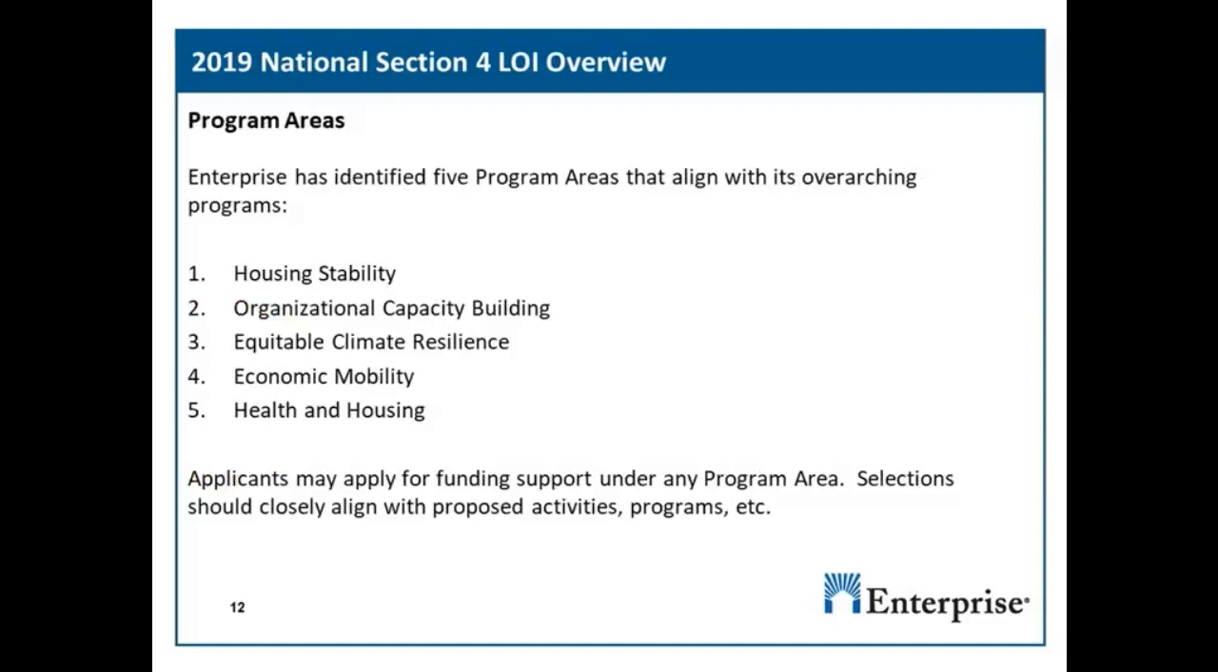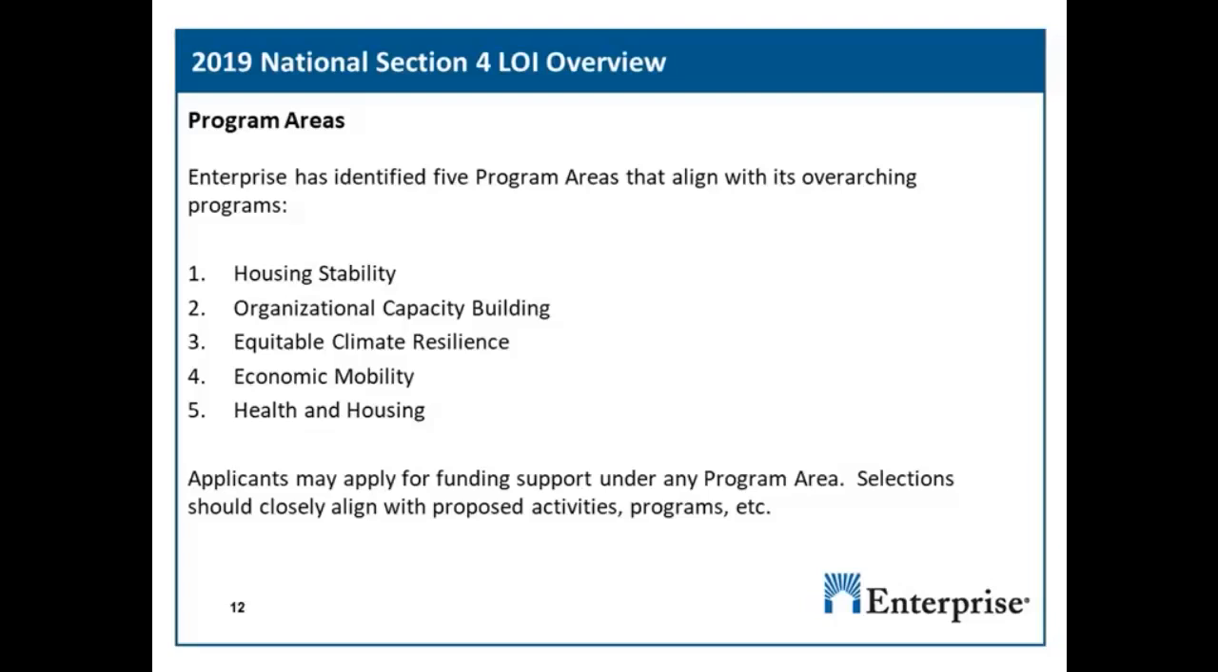So what you see before you is a list of our 5 main program areas. They align with what Enterprise does on the whole. The first is housing stability, which supports activities that address housing and security. The second is organizational capacity building, which has to do with stronger, more financially viable organizations. The third area is equitable climate resilience, which supports activities relating to overcoming impacts from physical disasters and resilience measures. The fourth is economic mobility, which has to do with cross-sector alignment between housing and economic mobility. And the fifth is health and housing, which improves residents' health, well-being, and service outcomes.